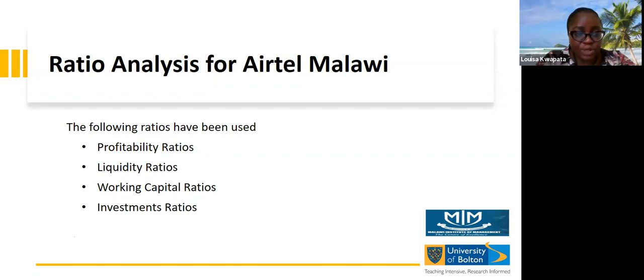Further to that, we are also going to look into working capital ratios. So these working capital ratios are ratios which are used to understand the difference between a company's assets and its current liabilities. And lastly, we are going to look into investment ratios. Investment ratios look at the perspective of shareholder assets, that is, if the business is having good returns and performance on its shares. I will now hand over to Fumbani Gondwe to start looking into a deeper analysis of the ratios.